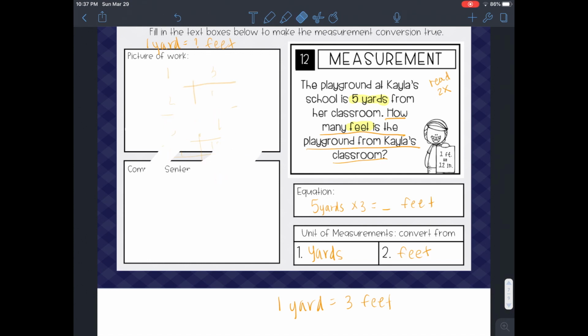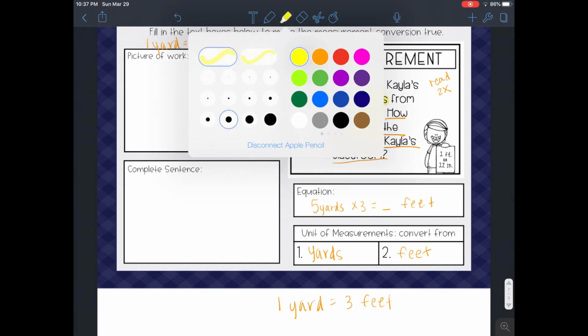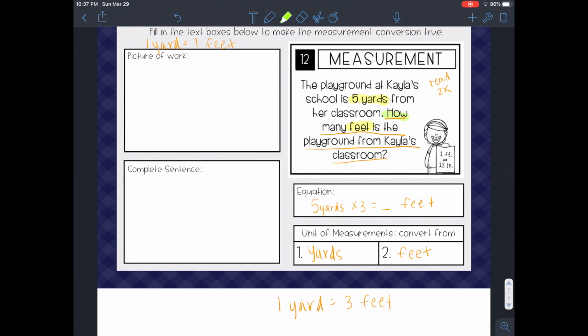That's my input-output table. Now your job is to write a complete sentence answering the question being asked. So I'm going to highlight the question being asked. It asks us how many feet is the playground from Kayla's classroom.